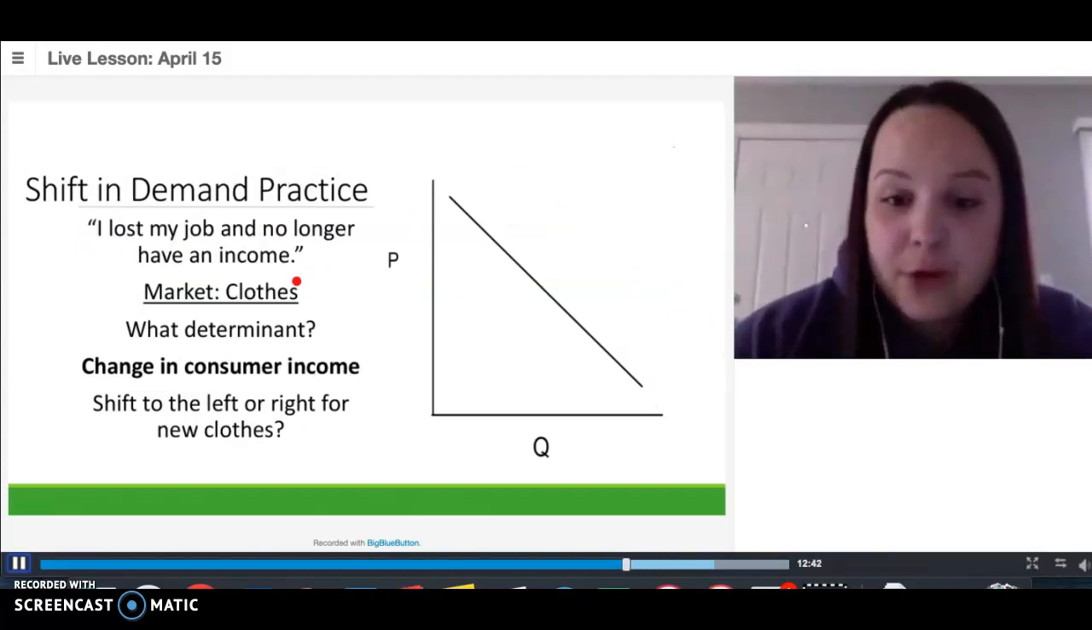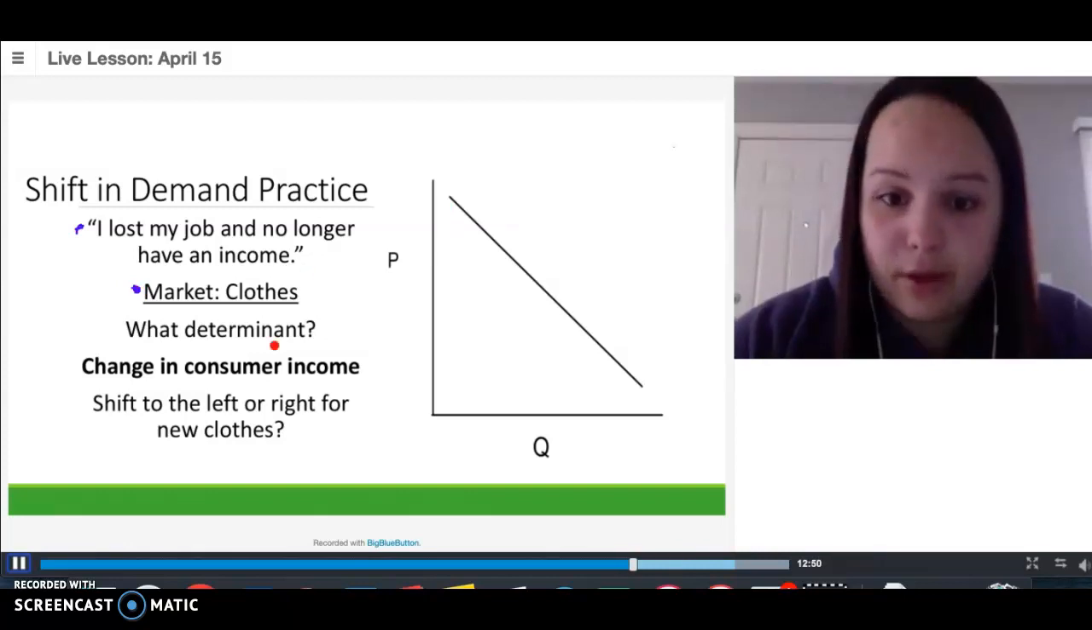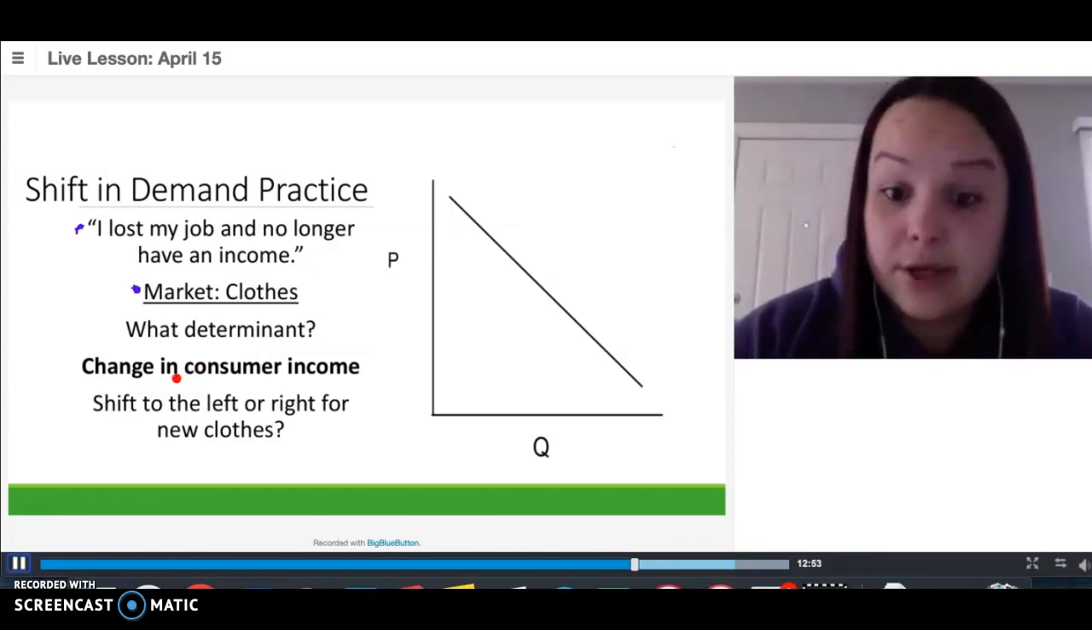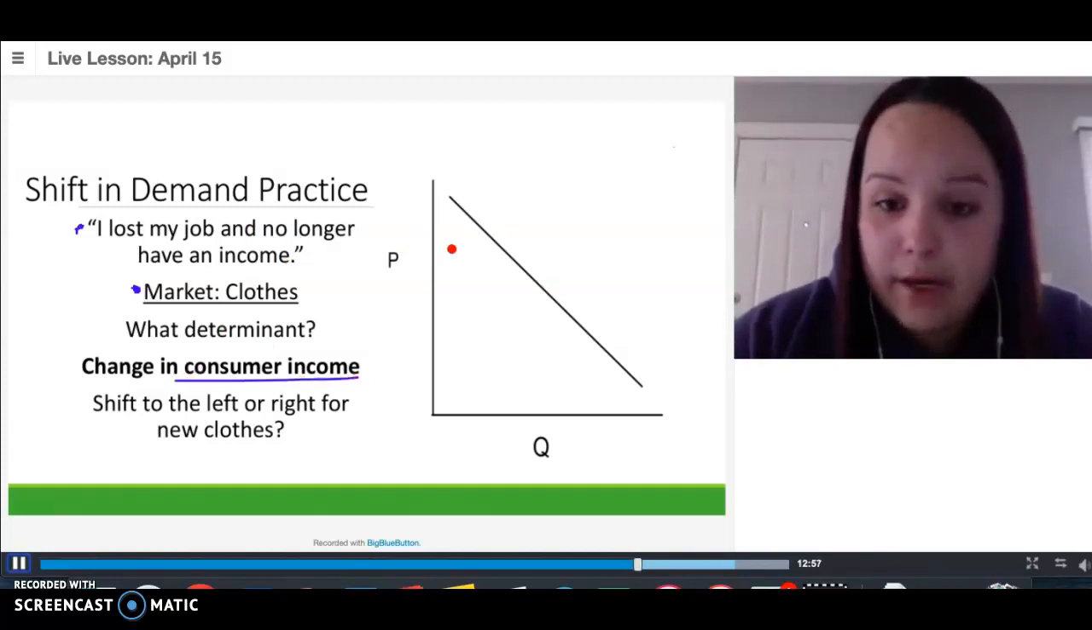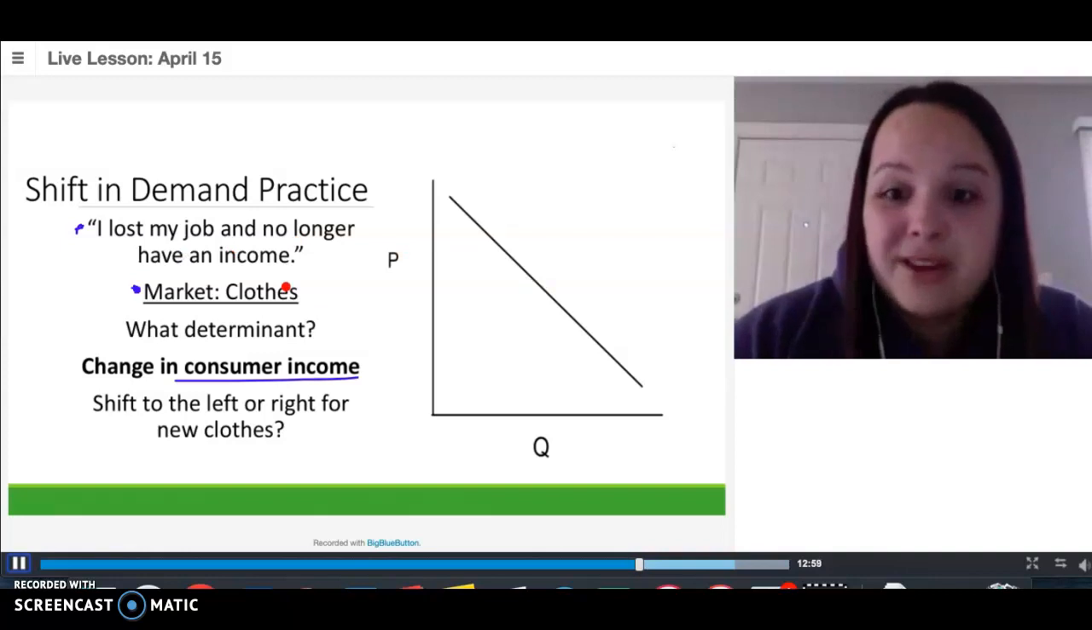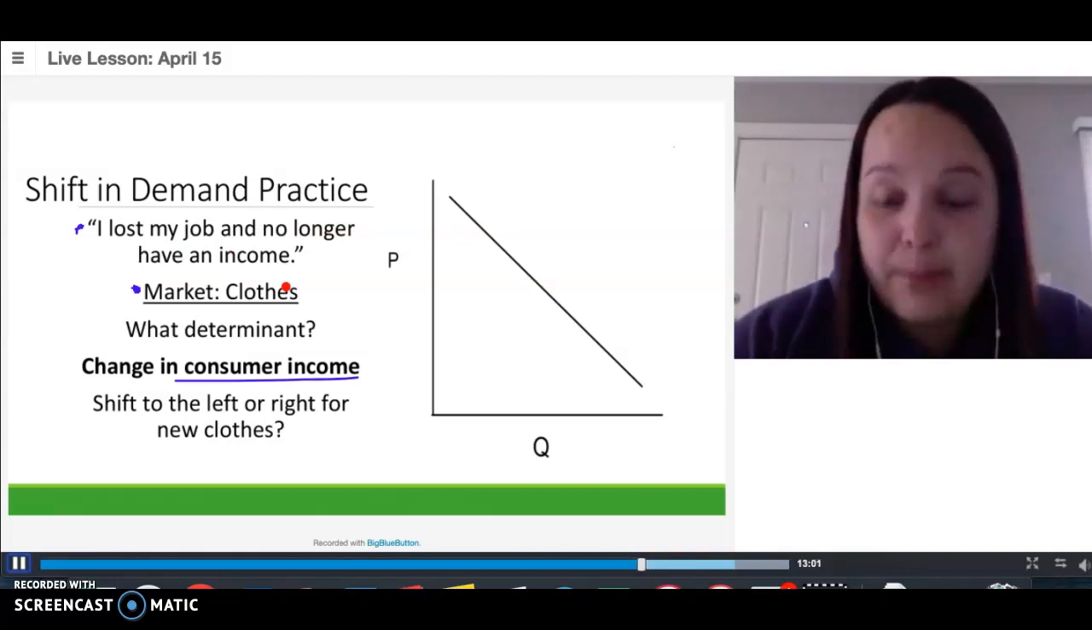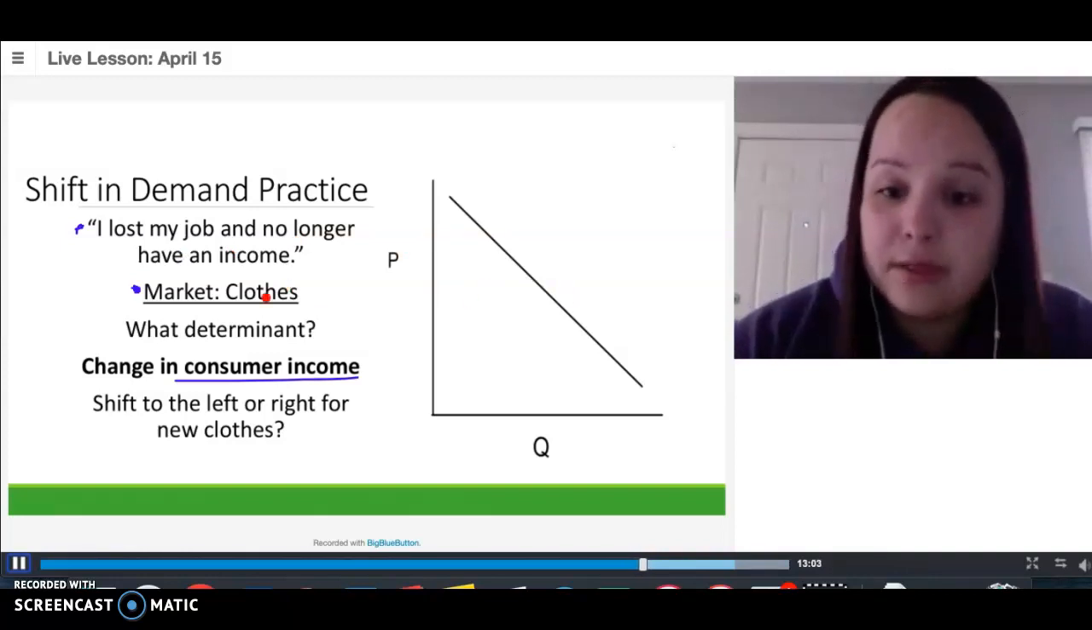Now the next practice is that, let's say I lost my job and no longer have an income. The market or the product that I'm focusing on is buying clothes, new clothes. Obviously, the determinant here is a change in consumer income. I no longer have an income because I lost my job. So if I lost my job, I don't have money, I probably shouldn't be buying new clothes. So my demand for these clothes is going to go to the left because my demand is decreasing.